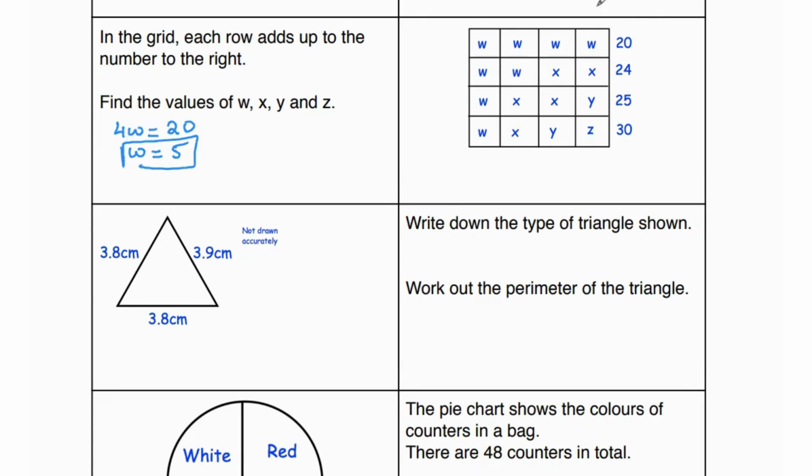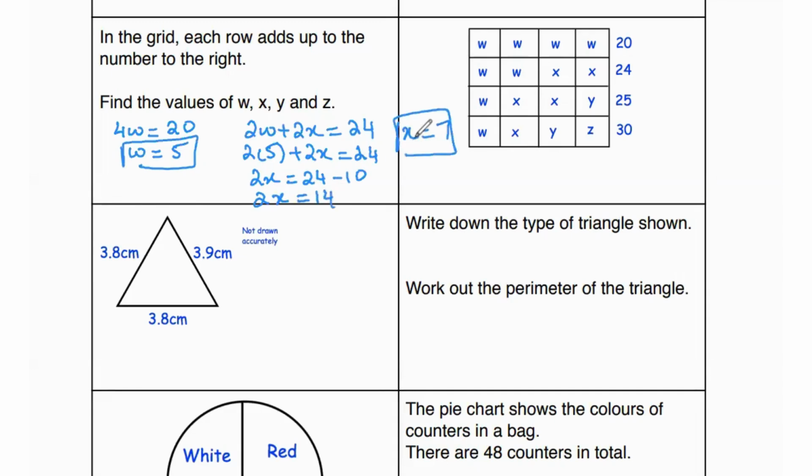Now 2W plus 2X is 24. So that's twice 5 plus twice X equals 24. 2X is 24 minus 10, which is 14. X is 7. Now, W plus X plus X plus Y equals 25. So 5 plus twice 7 plus Y equals 25. So Y would be 25 minus 14 minus 5, which equals 6.